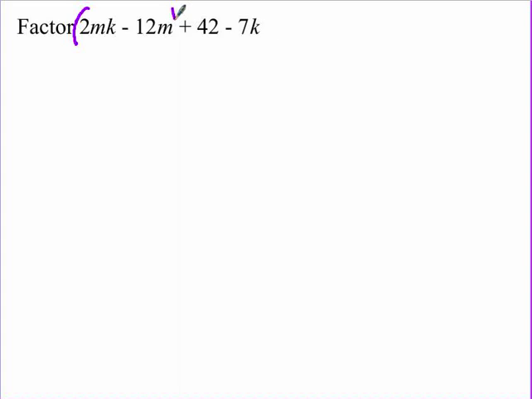I need to pair them up, okay? Now, after I pair those up, I look at the first pair. What can you take out from the first pair? 2m. So I'm going to go ahead and take that 2m out. What do I get? K minus 12. K what? K minus 6.